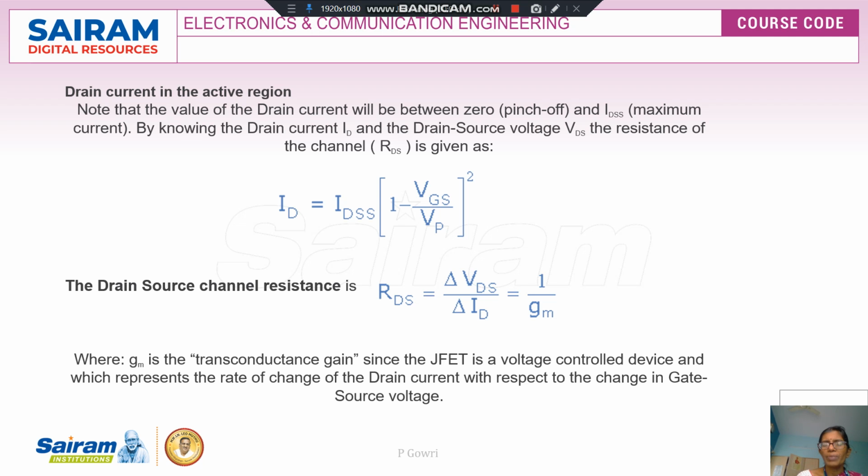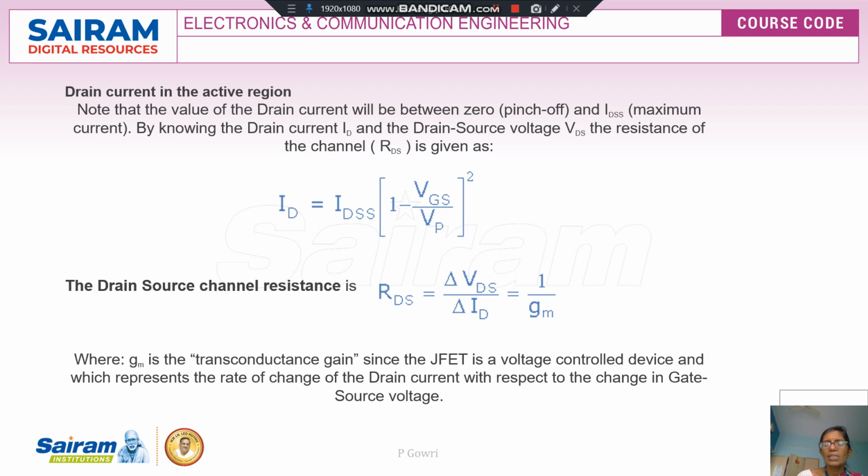VP is the voltage at which my device starts the saturation, and VGS is the voltage across the gate to source terminal. IDSS is the maximum current flowing through the device, and ID is the current through the drain terminal. Also the drain to source channel resistance is given by RDS = delta VDS divided by delta ID, which is equal to 1 by GM.